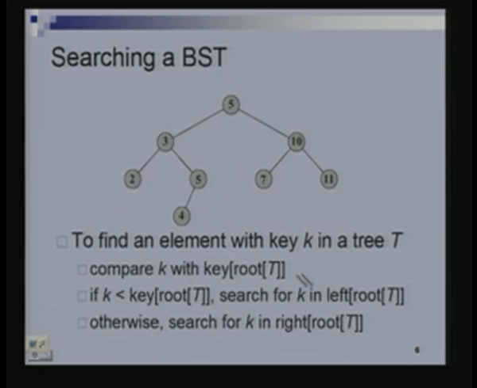So that is what is being said here. To find an element with a key k in a tree T, you are given a key k. You will compare k with the key in the root. If k is less than the key in the root, then you will search for the key in the left subtree. Otherwise, you will search for k in the right subtree.